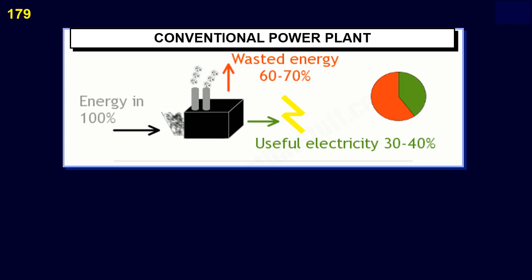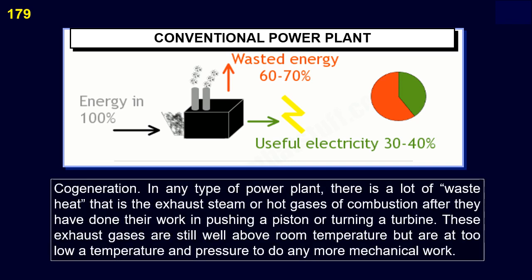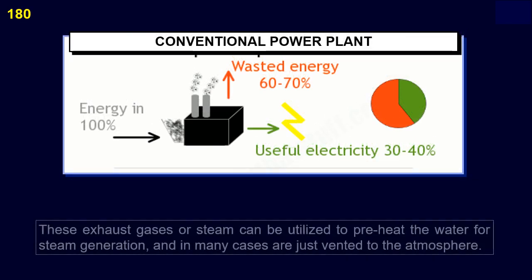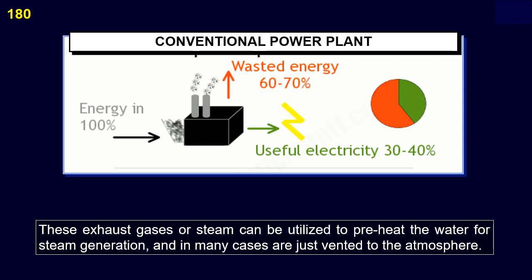Cogeneration in any type of power plant. There is a lot of waste heat that is the exhaust steam or hot gases of combustion after they have done their work in pushing a piston or turning a turbine. These exhaust gases are still well above room temperature, but are at too low a temperature and pressure to do any more mechanical work. These exhaust gases or steam can be utilized to preheat the water for steam generation, and in many cases are just vented to the atmosphere.